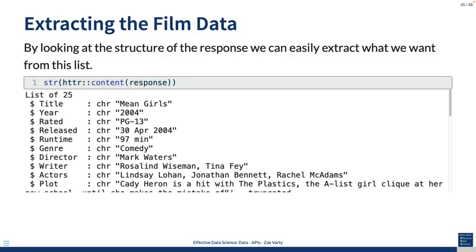So as I mentioned before, the full structure of this response object is quite complicated. What we can do is easily extract the requested data about the Mean Girls film using the content function. This in itself is still quite a complicated object. It's a list with 25 elements, but you can get a vague idea of the structure of the information that we're getting back from here. We've got details about the title of the film, the year it was made, its rating, runtime, genre, director, and so on. So there we have it. Our task's complete. We've got information about the Mean Girls movie.